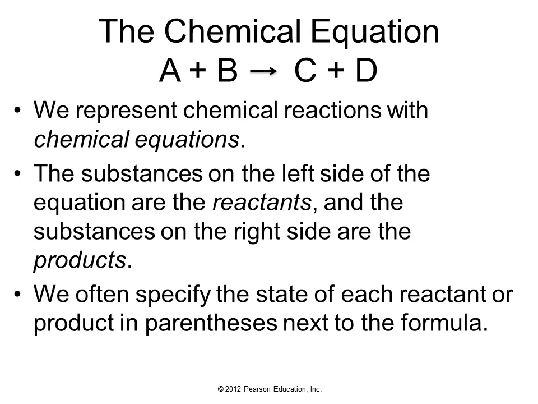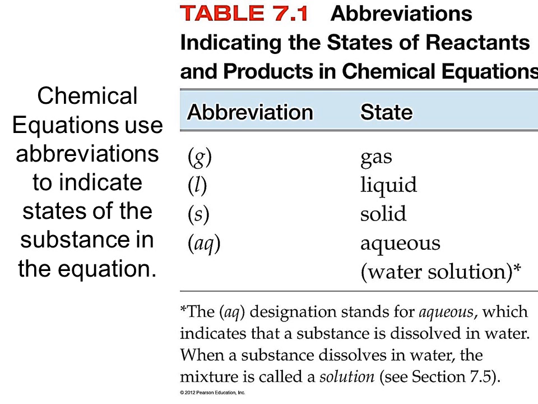A chemical equation looks like this: two substances reacting to form two new substances. We can represent these chemical equations in a certain way. The substances on the left are the reactants. The substances on the right of the arrow are the products. We often specify the state of each reactant or product in parentheses next to the formula. These abbreviations are G for a gas, L for a liquid, S for a solid, and AQ for an aqueous solution.